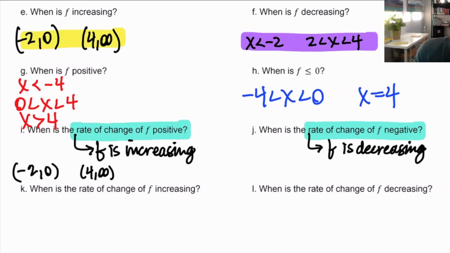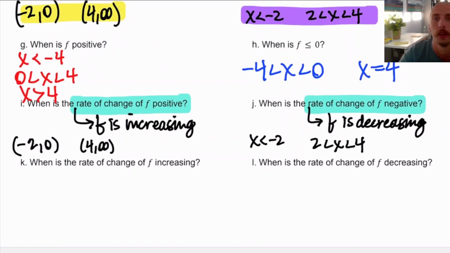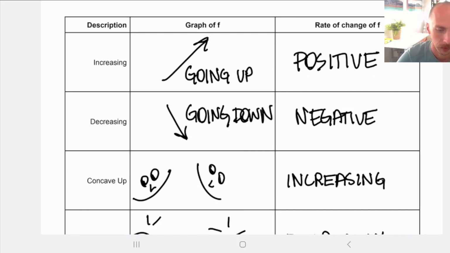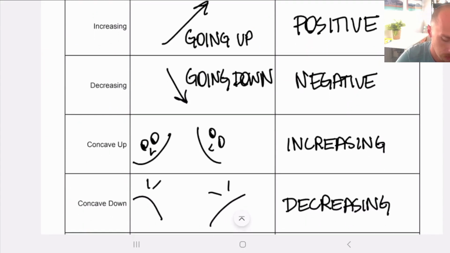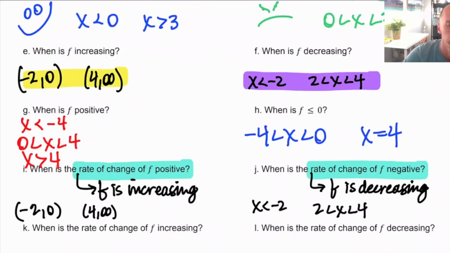So that's going to be what I wrote in purple, and I'm just going to write it the exact same way. X is less than -2, and also x between 2 and 4. Okay. And then the rate of change of f is increasing. Okay, that's when the function's concave up. Okay, I'll even go show you. All right, there you go, yeah. Rate of change increasing, concave up, rate of change decreasing, concave down.